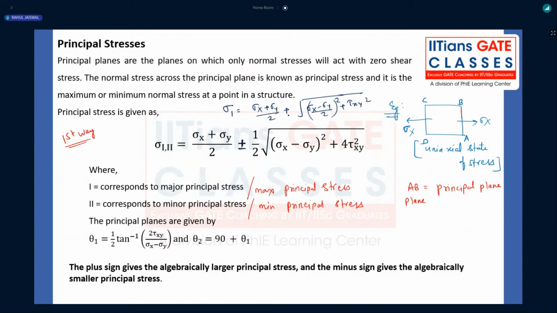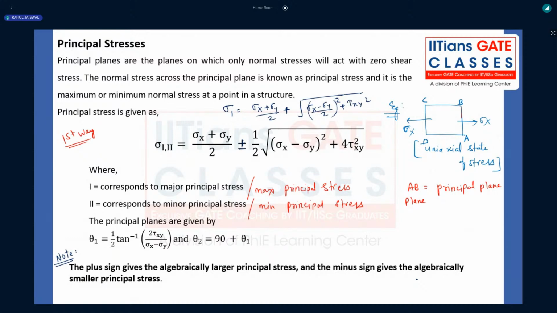If you just put the minus sign, you will get sigma 2. Now, this is a very important point. Make a note of it. With the plus sign you will get two values. Out of the two values, the plus sign will give the algebraically larger principal stress, and the minus sign will give you the algebraically smaller principal stress. Getting my point, all of you?